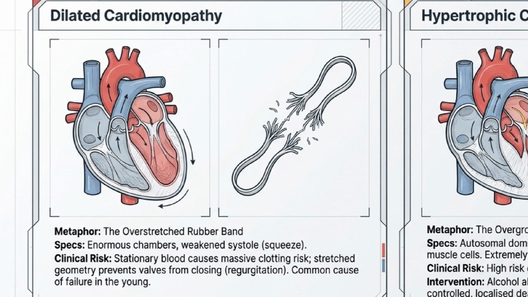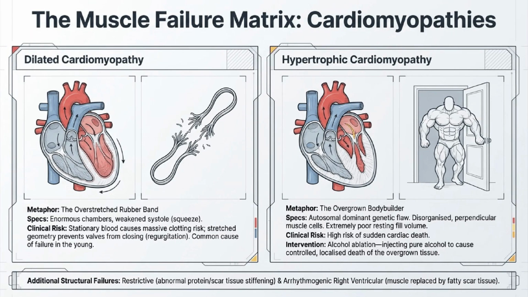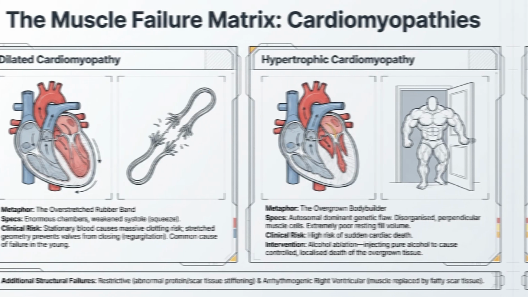And furthermore, that stretched out balloon shape actually alters the geometry of the heart valves themselves. Oh, so they don't fit together right anymore. Right, they can't close properly, leading to regurgitation where blood leaks backward. It's actually the most common cause of heart failure in young people and carries a severe risk of fatal ventricular arrhythmias. Wow. And then we have the exact opposite problem, hypertrophic cardiomyopathy.